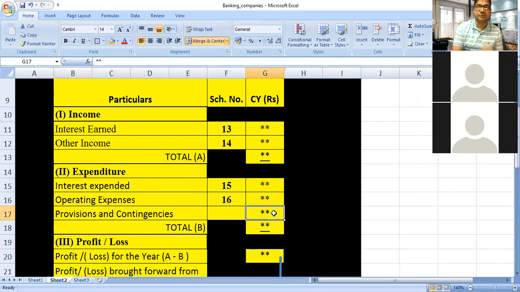We will keep here, and it is a part of the profit and loss account. I hope you understood the provisions and contingency.